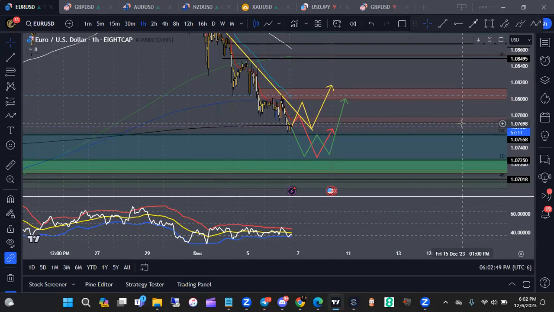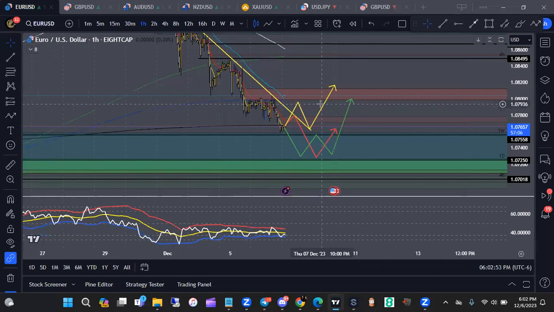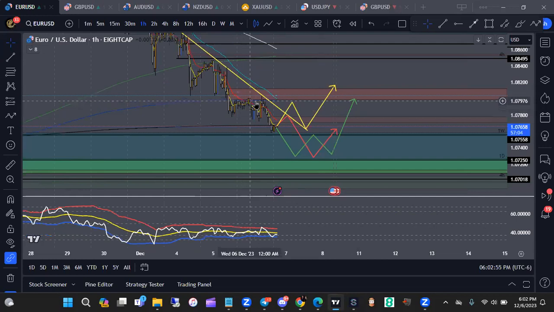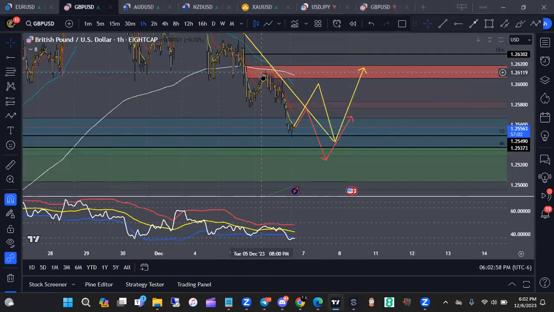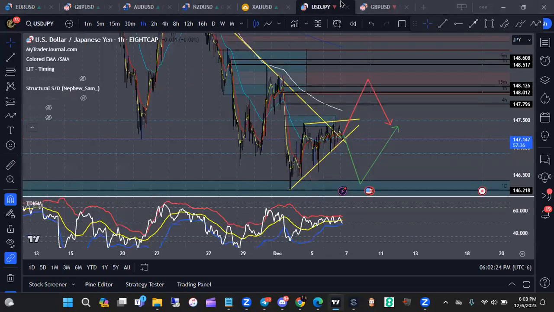This morning was actually pretty good. The moves that we wanted to happen played out. We had a continuation down on EU. We had continuation moves on EU or GU, and UJ actually just consolidated, right? Didn't really do anything.